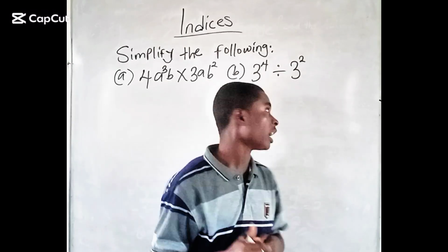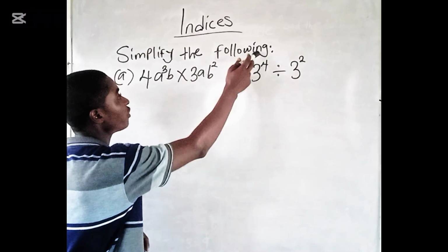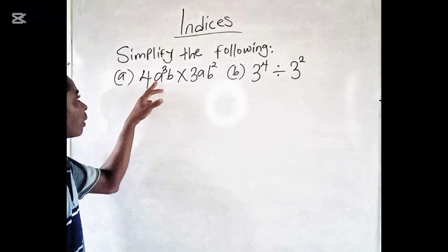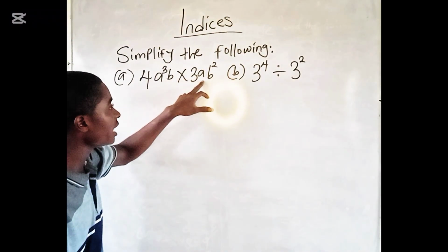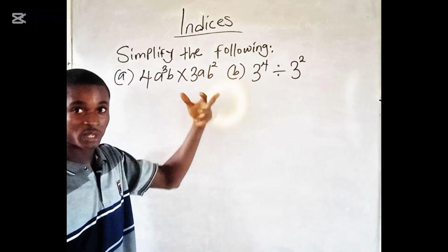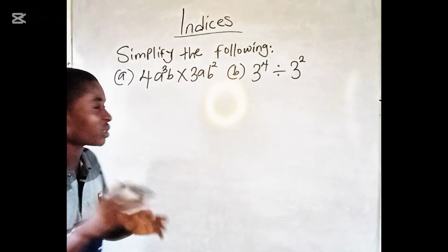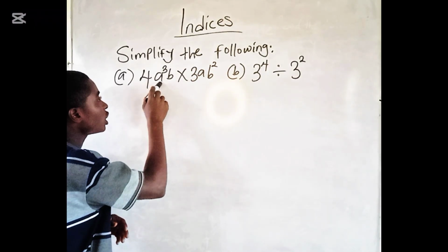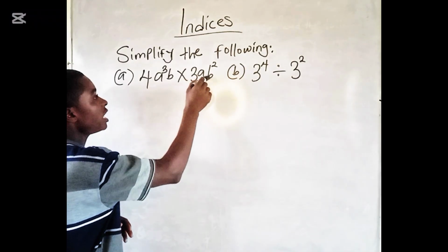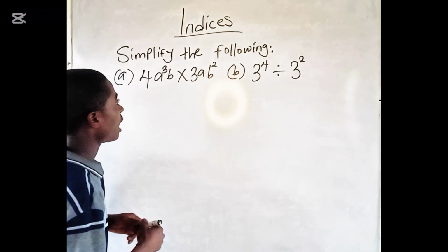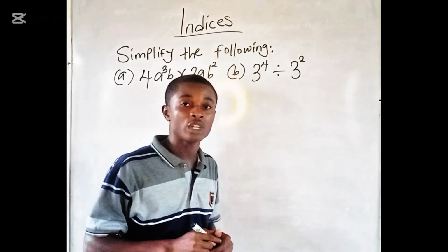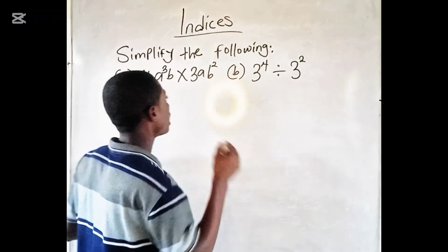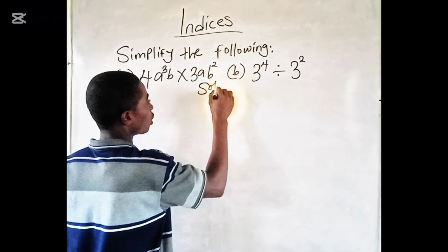Now let's look at what we have here. We have to simplify the following. We have 4a power 3 multiplied by b multiplied by 3a b squared, or raised to the power 2. So if I'm calling this out, this is the same thing as 4a cubed b times 3ab squared. And we also have 3 raised to the power of 4 divided by 3 raised to the power of 2. Now here's the solution to this problem.